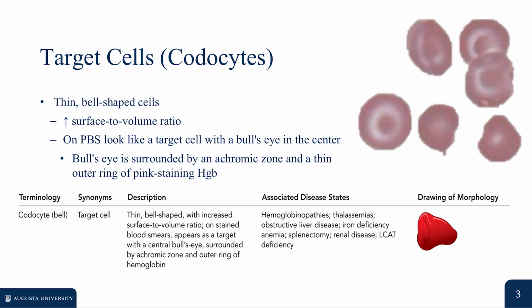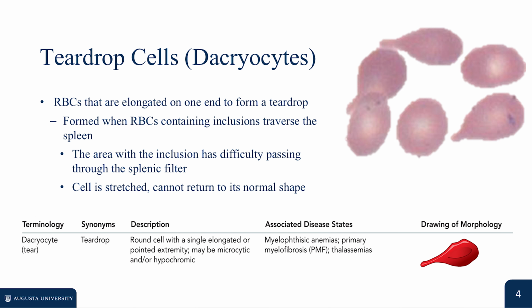This is caused either by an absolute excess of membrane lipids or by a decrease in intracellular hemoglobin content. Clinically, target cells are frequently identified in various hemoglobinopathies, including hemoglobin S, hemoglobin C, and hemoglobin E. They are also widely observed in thalassemias, iron deficiency anemia, and chronic liver disease.